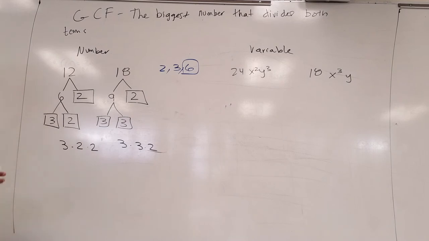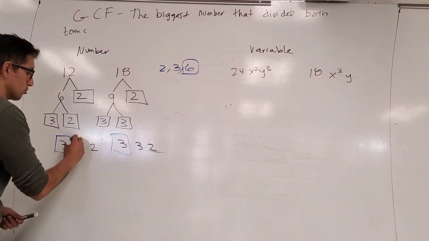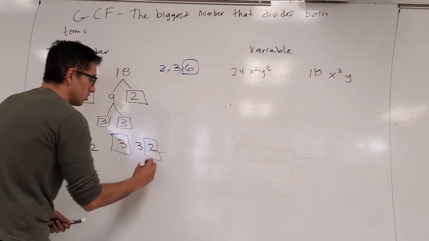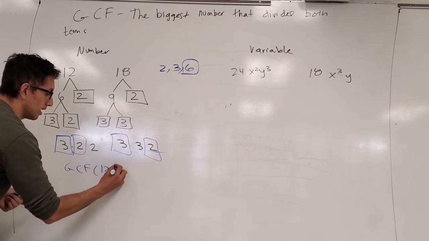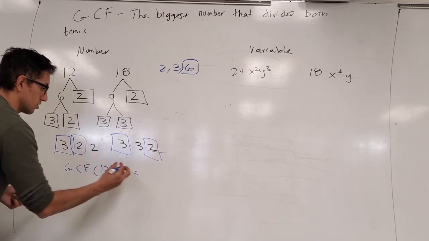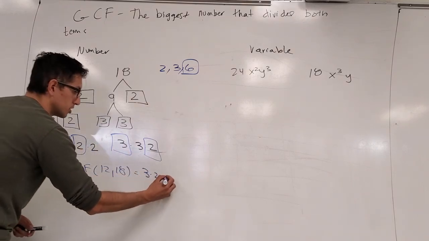Now what we're looking for is, what do they have in common? They have this 3 in common here, and they have one of the 2s in common. So the greatest common factor of 12 and 18 is 3 times 2. I get it from finding what they have in common, which is 6.